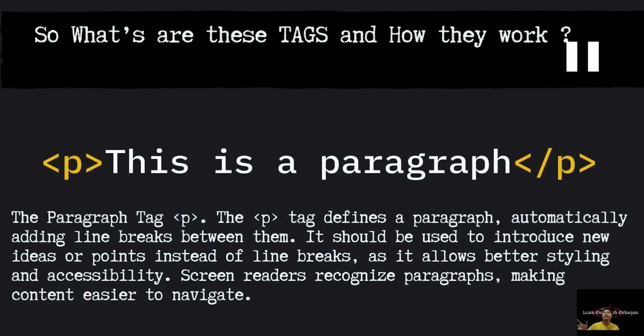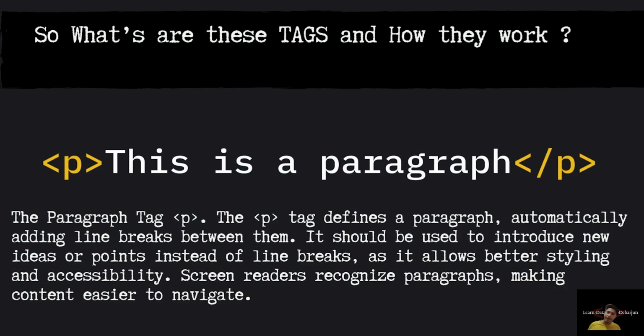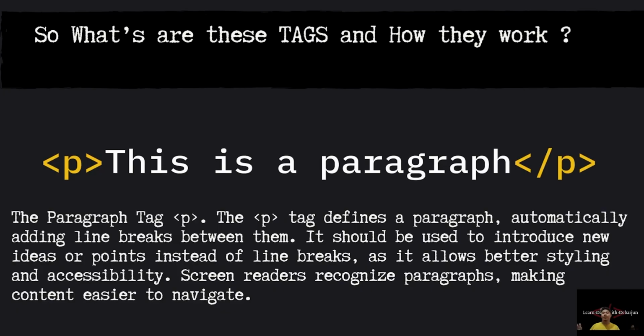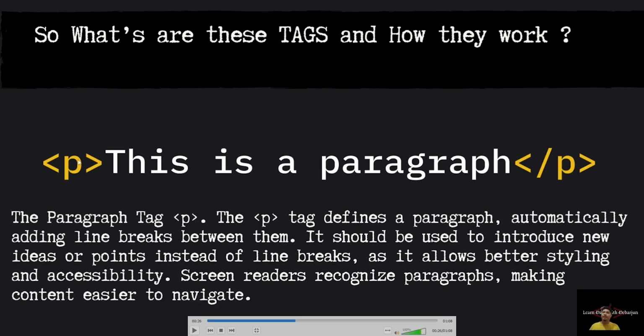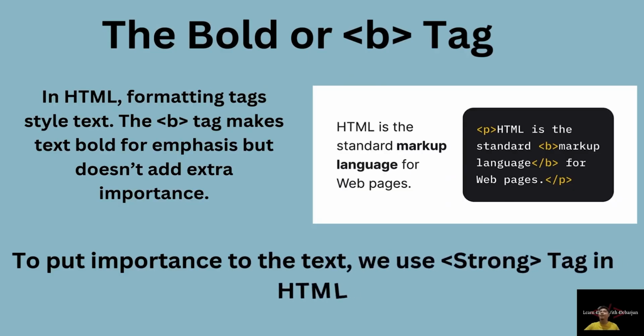And the next thing is the paragraph. What are these tags and how do they work? Usually there are so many tags, but for now we are going to see the example of the paragraph tag. The P tag stands for the paragraph tag. This is the paragraph tag, with opening and closing around the content. It's something like that. So let's move on to the next point, the bold or B tag.